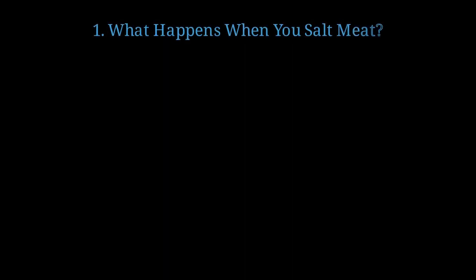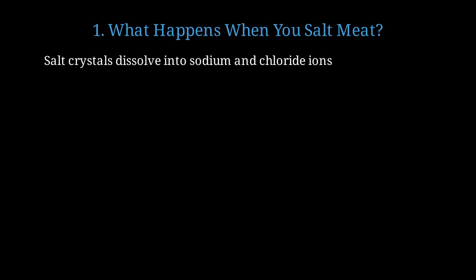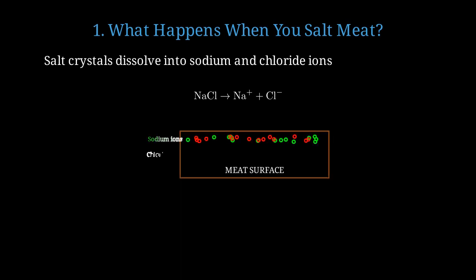Let's start by understanding the basic process of what happens when salt meets meat. When salt contacts meat, the crystals dissolve into sodium and chloride ions in the surface moisture. Sodium chloride dissociates into sodium cations and chloride anions. These ions spread across the meat surface, creating a concentration gradient that drives the entire process.